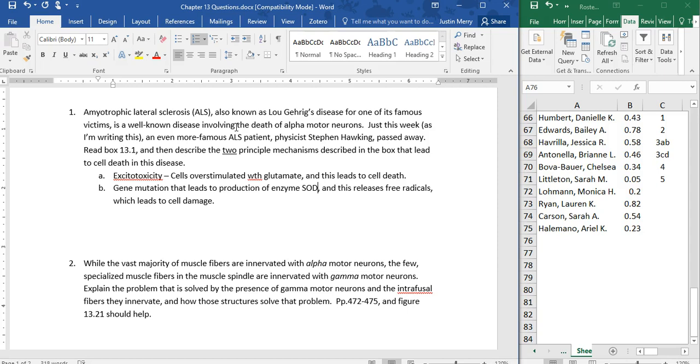Then there's also this whole mechanism where you get damage to the superoxide dismutase gene, which results in elevated levels of free radicals, and so you get a lot of cell damage as a result of these free radicals. Do you know what free radicals are? Do you understand the idea with these? I'm seeing some yeses. The idea here is you have some extra electrons. You can have superoxide, for example. I know some people said yes, but I'm going to tell you anyway.